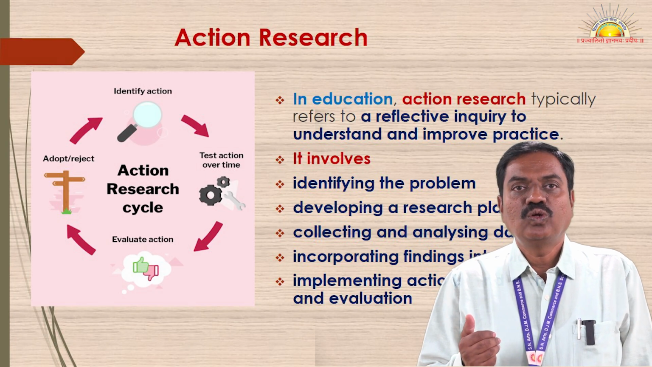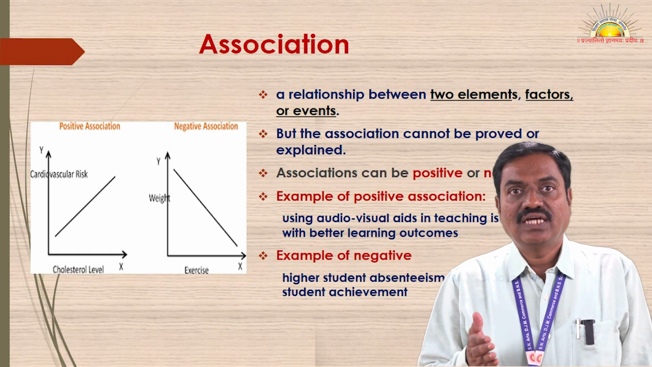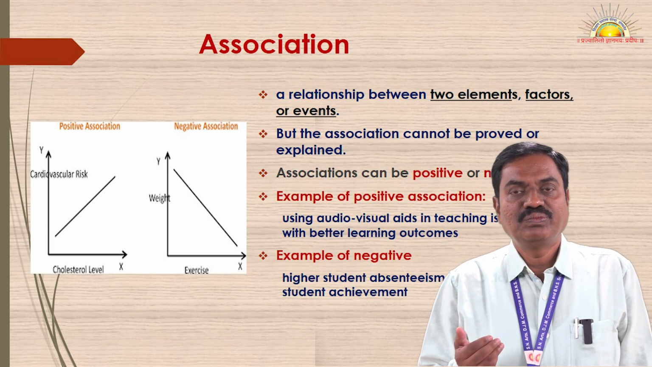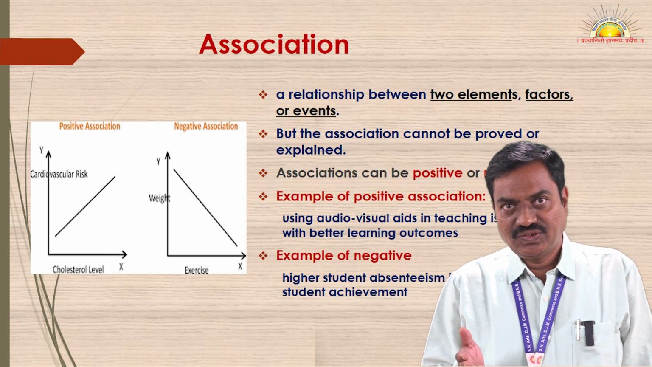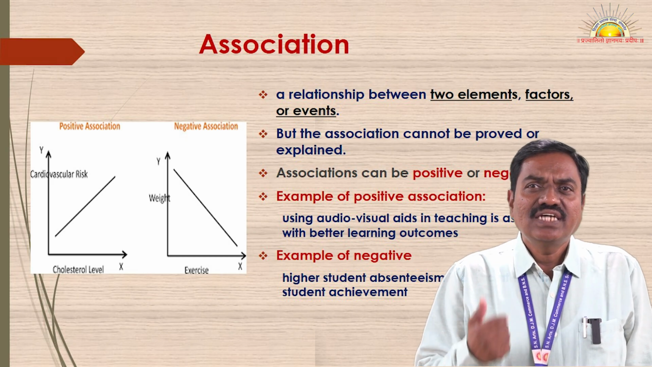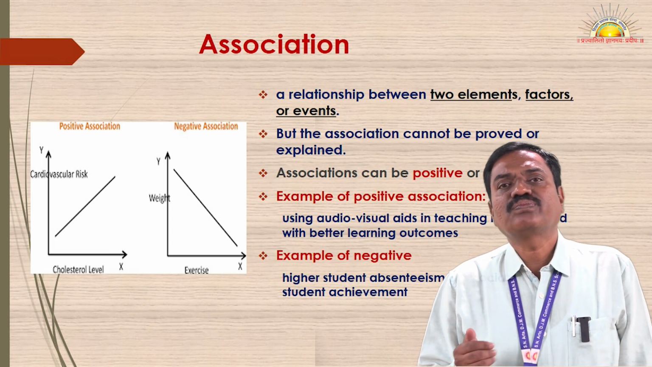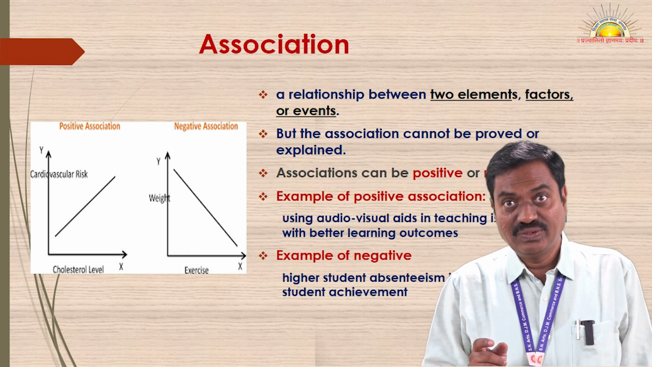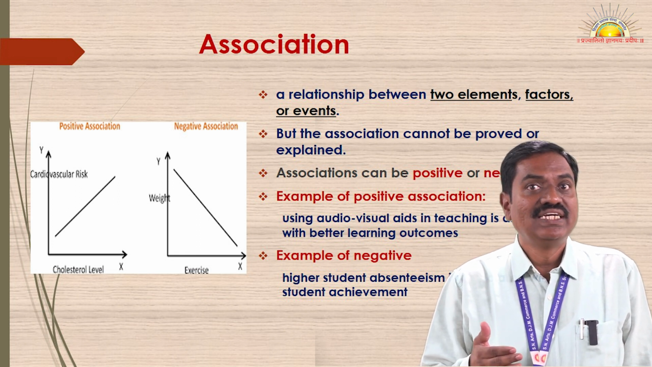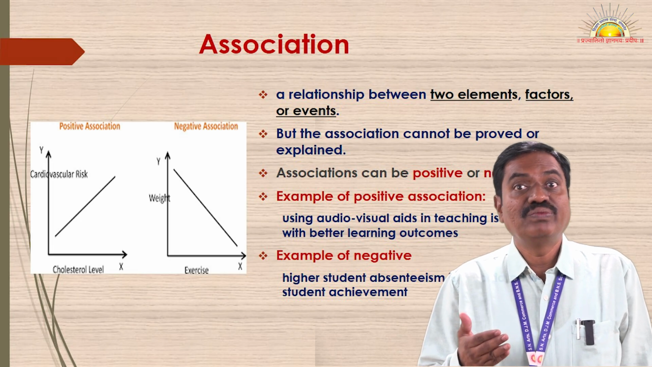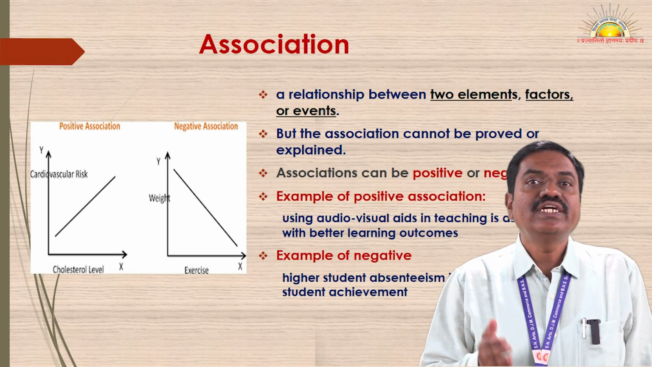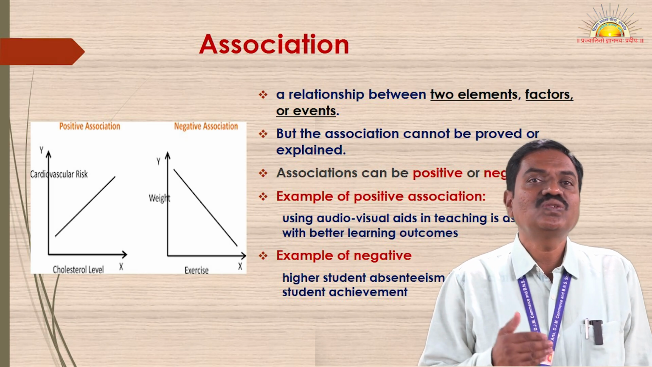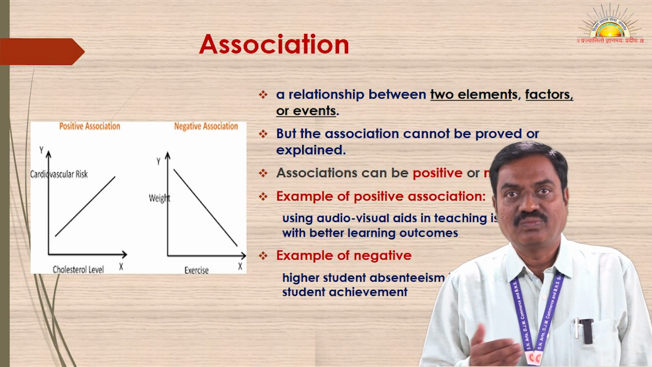The next term that I am going to talk about is association. An association is a relationship between two elements, factors or events, but the association cannot be proved or explained. Associations can be positive, for example, using audio visual aids in teaching is associated with better learning outcomes, or negative, for example, higher student absenteeism is associated with lower performance.